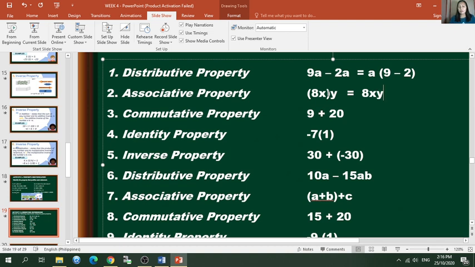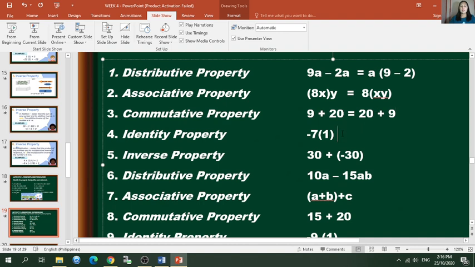So in here, the groupings are 8 and x. 8 times x is grouped. On the right side, you're going to group x times y. That makes associative property. How about in number 3, commutative? Commutative means interchanging the position or the order. So 9 is the first quantity, 20 is the second quantity. If you interchange, 20 should come first before 9.